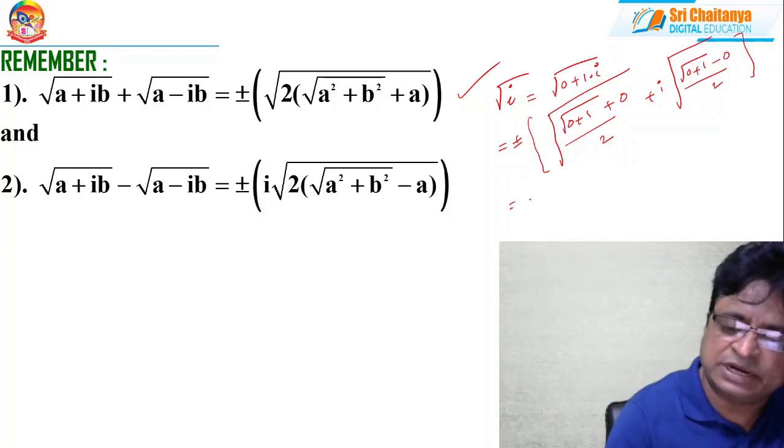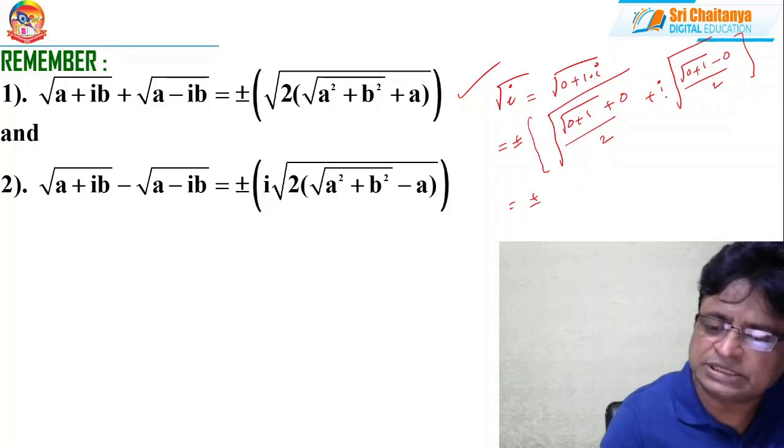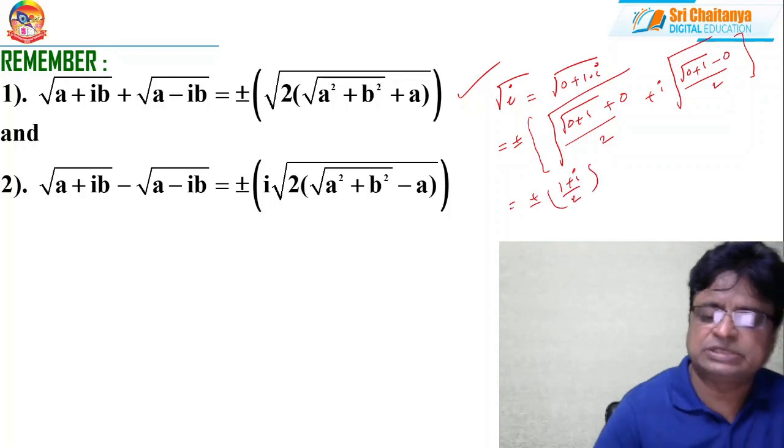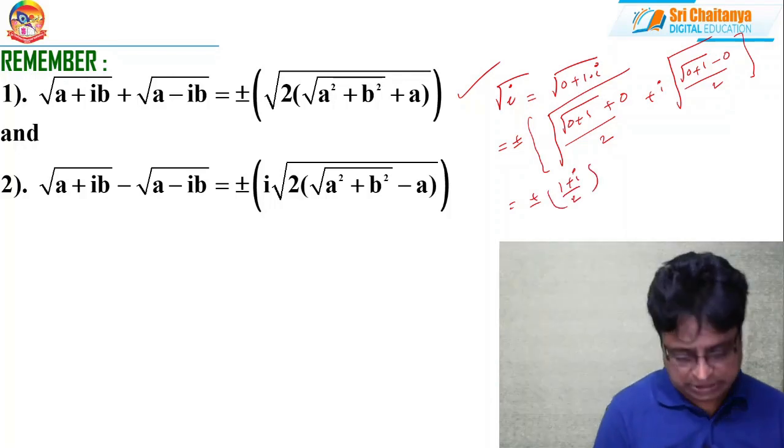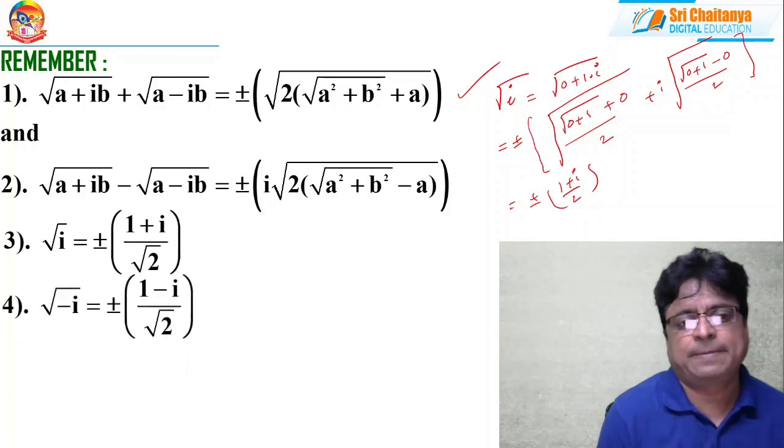After simplification, you will get plus or minus, root 1 means 1, so it is (1 plus i) by 2. This is for square root of i. In a similar way, you can find the square root of minus i.